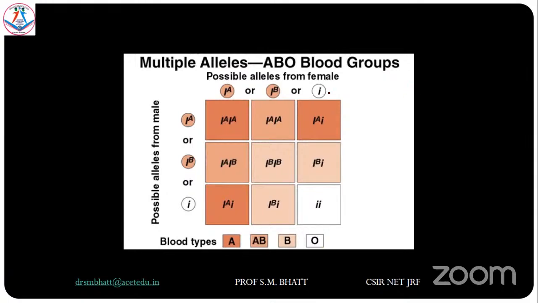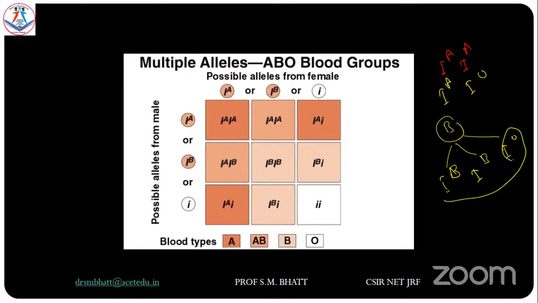Why are we talking about multiple alleles? Because there are more than two types of allele. If you are talking about blood group A, you have two genotypes, IAIA or IAIO. If you are talking about blood group B, you have IBIB or IBIO. So a third type of allele is involved.